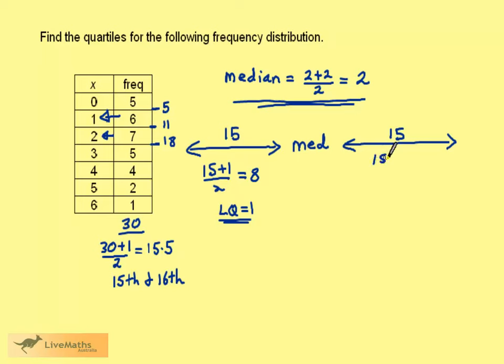For this we do the same calculation, but remember we want the 8th piece from the top. The data starts with 1 6, then 2 5s. Then we have 4 4s, so the 8th piece from the top would be a 3. So the upper quartile is 3.